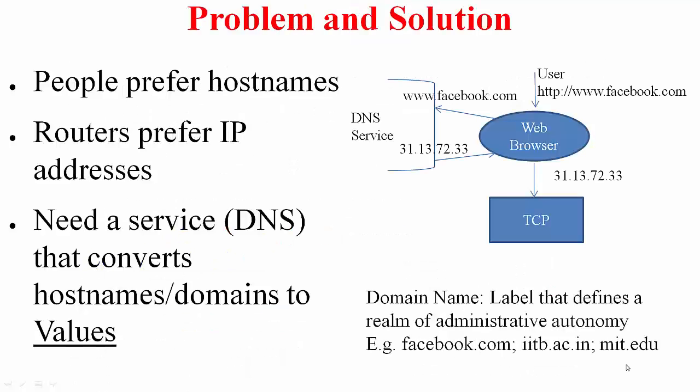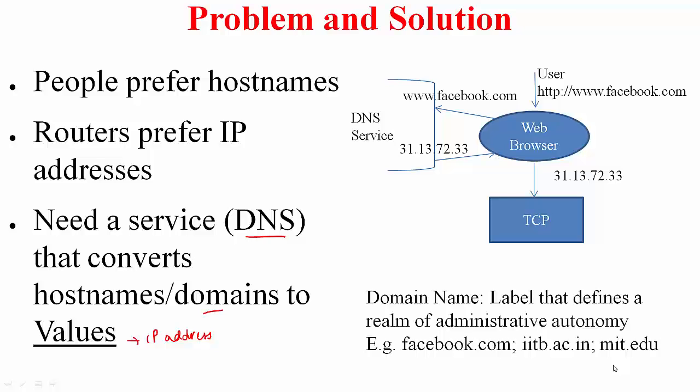So here is the problem. People prefer host names whereas routers prefer IP addresses. So we need a service that converts host names to IP addresses, and that service is the Domain Name Service. In reality, DNS does more than host name to IP address translations. So it can convert host names as well as domains to what are called values. IP is an example of one such value. So we will see more of these values later.